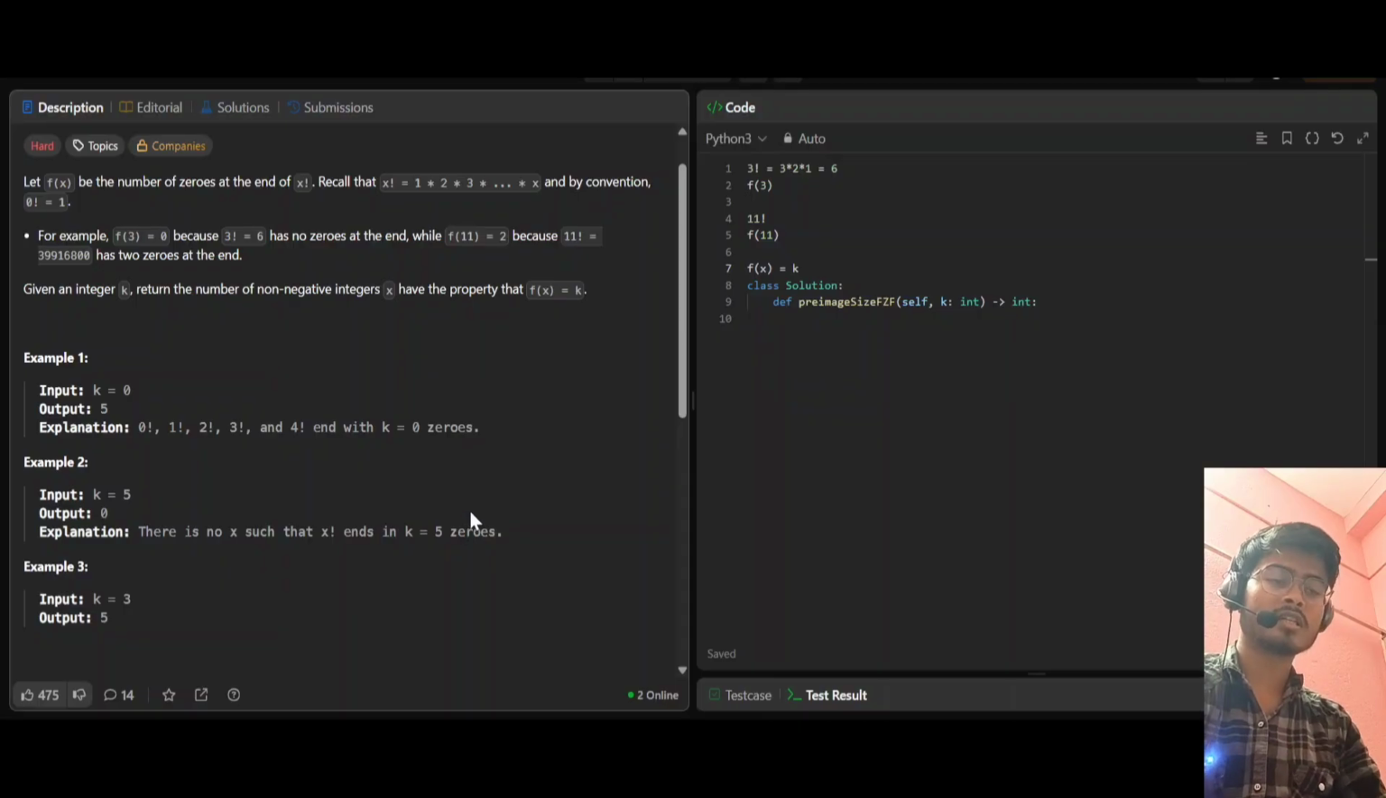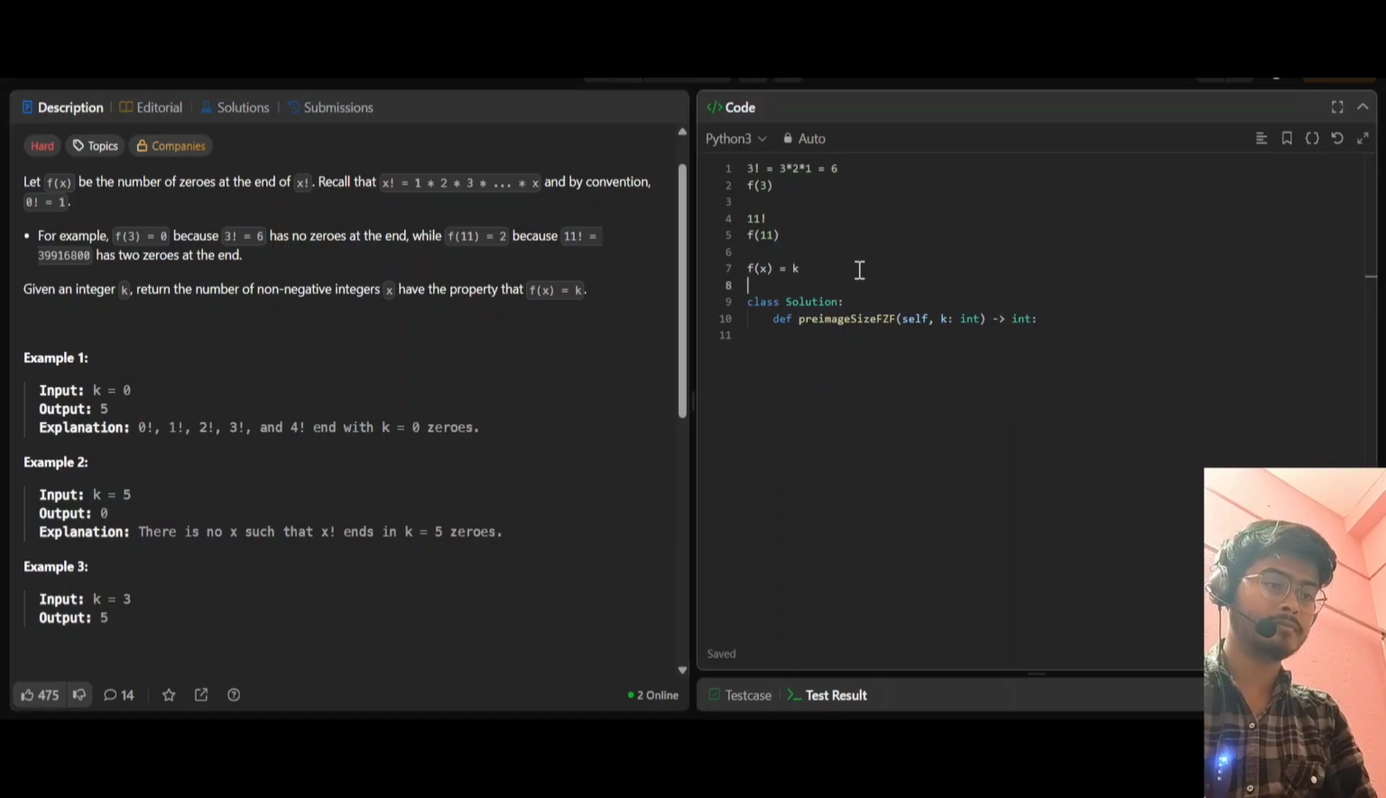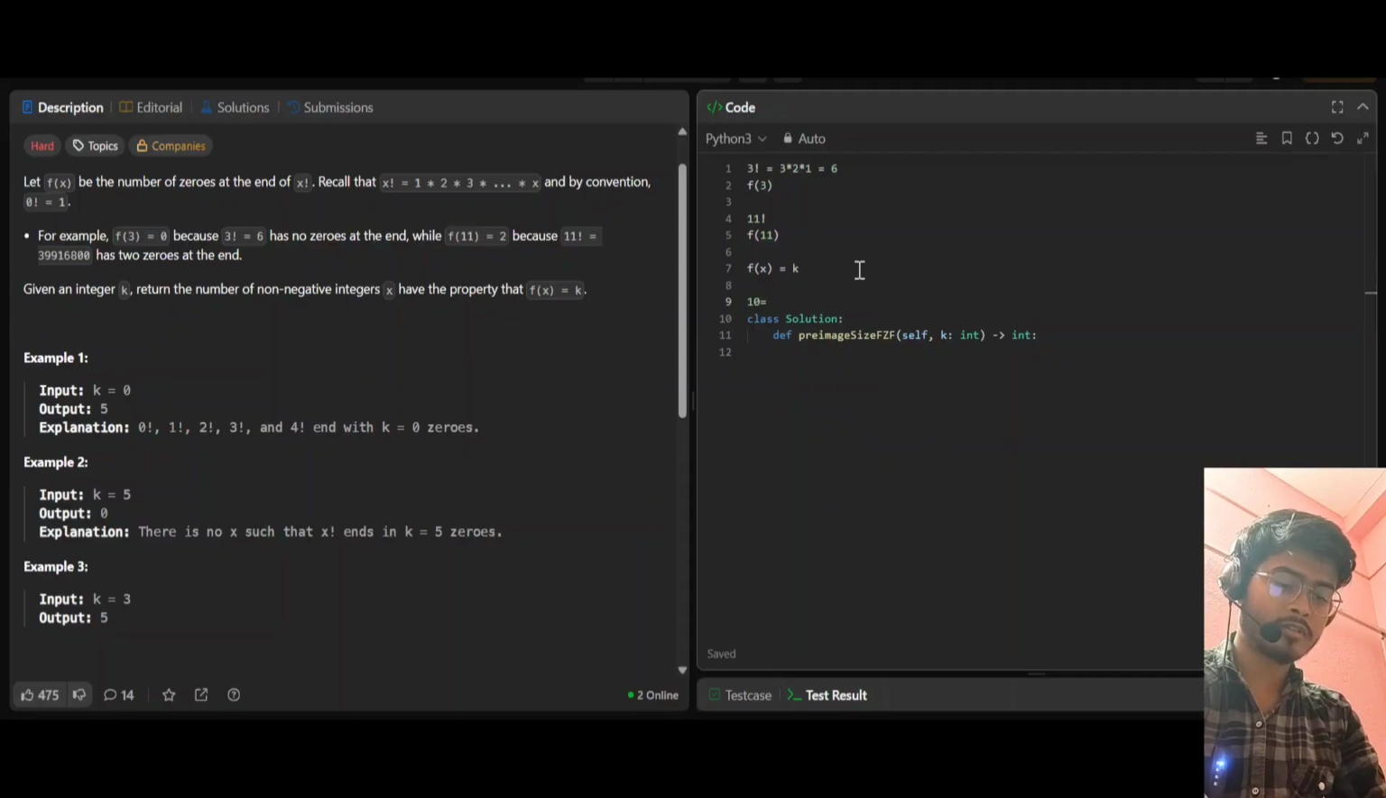Now, let us understand what trailing zeros are. Let's think deeper. How can a trailing zero be created? Like 10. So how can we create 10? 10 is equal to 2 into 5.